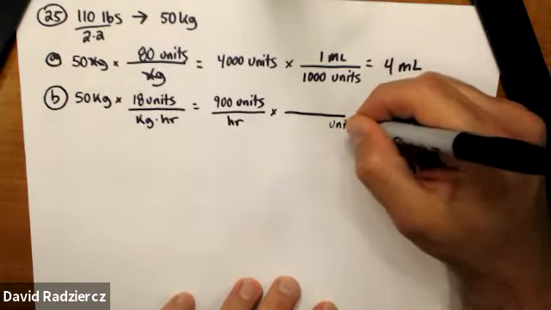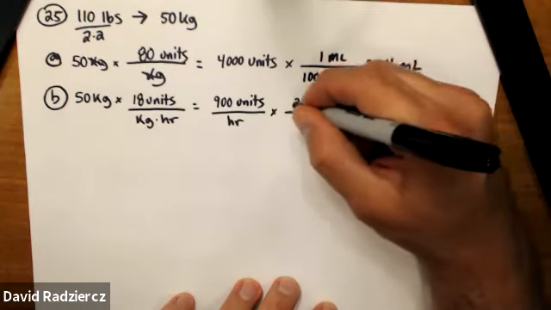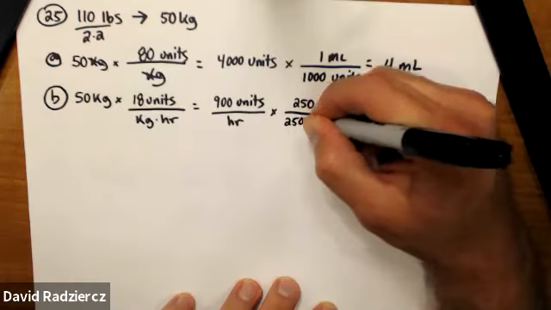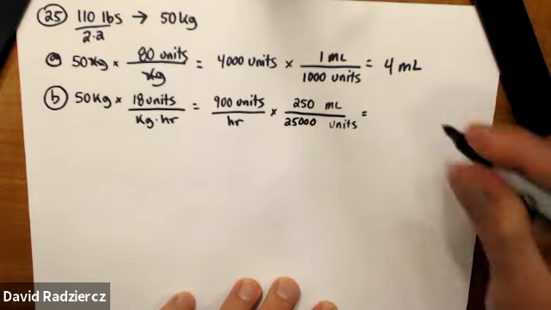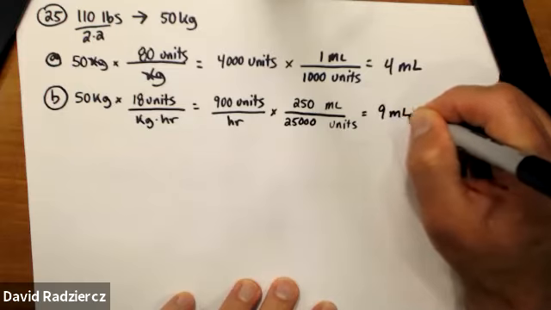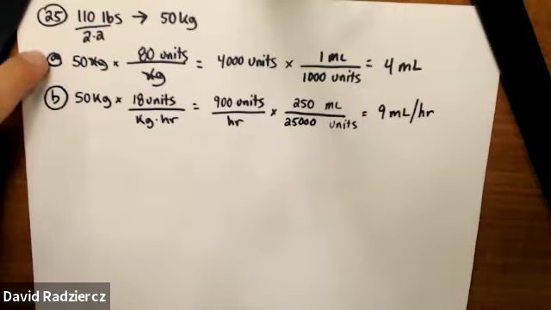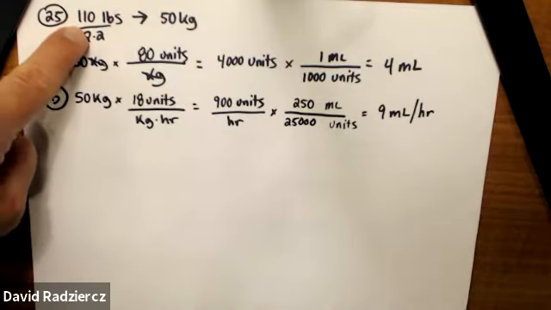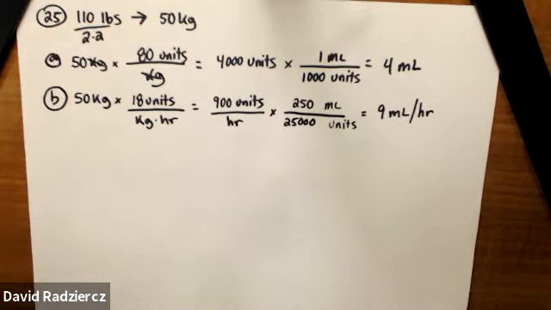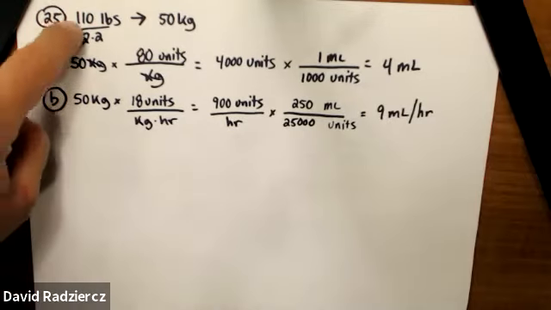So I don't want units, I want milliliters per hour, 250 milliliters, 25,000 units. And we're going to get 9 milliliters per hour. Again, really the only way I can change, like on your test, one of these questions is the patient's weight. So as a practice, you can do your weight, your significant other's weight, your friend's weight, a hypothetical weight, mom's weight, dad's weight, whatever weight you want to do. Okay.